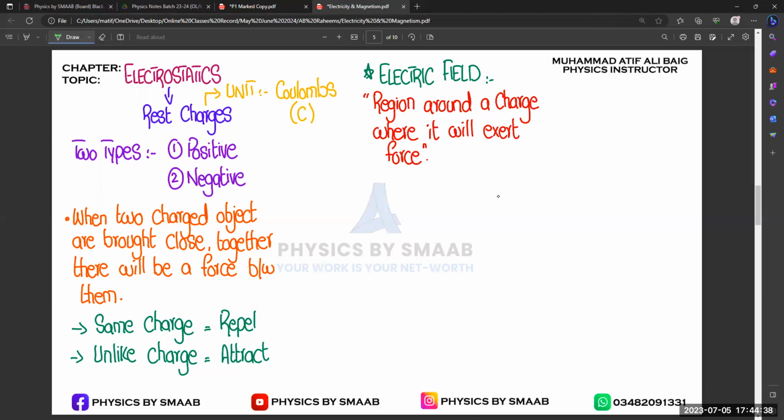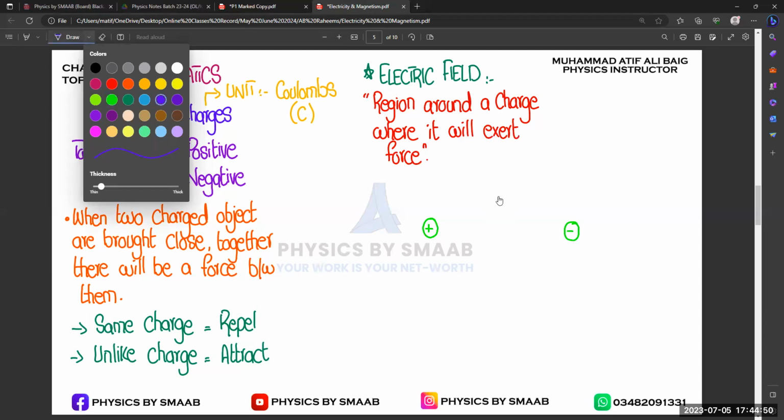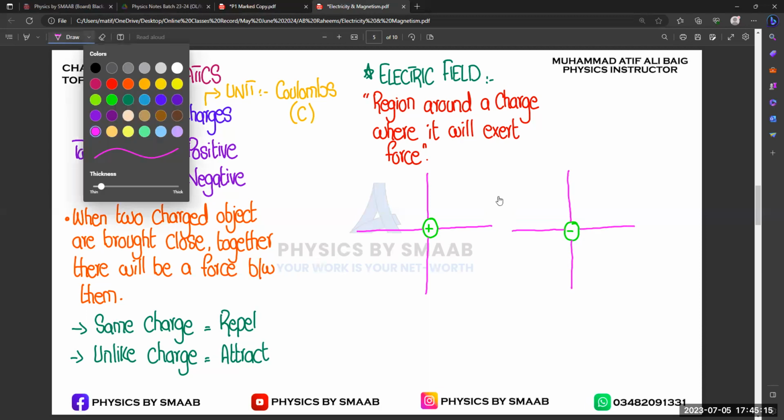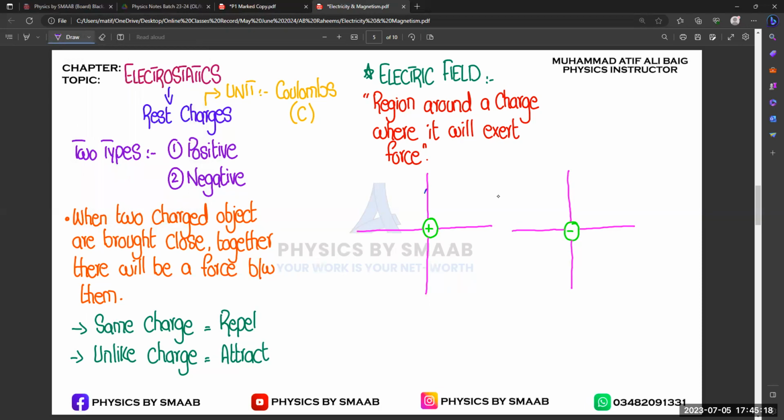Let's suppose we are having a positive charge and a negative charge. So we are having two different charges, right? If we could draw a field for this, we want to know the direction of the field, in which direction it is going to move. Either it moves positive to negative, or negative to positive, right? So the concept is very similar to magnetism. Electric field will move from positive charge to the negative charge, right?